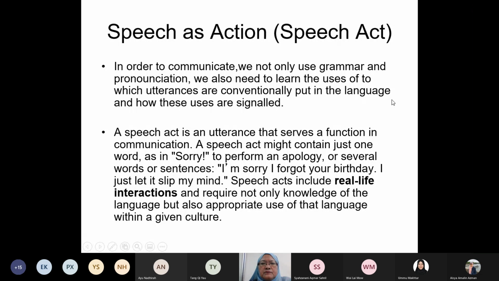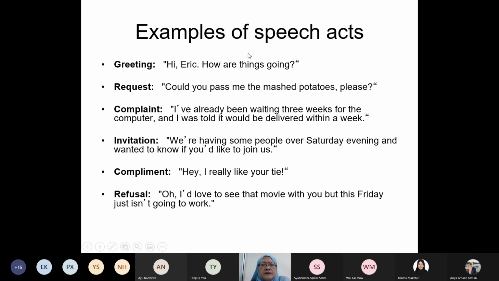So in order to communicate, we not only use grammar and pronunciation as we speak, we also learn to use the language and how these uses are signaled. A speech act is an utterance that serves a function. It includes real life interaction and, basically what I said just now, knowledge and also appropriate use of that function of language in a given culture. Okay, we've seen an example of this in the previous slide.